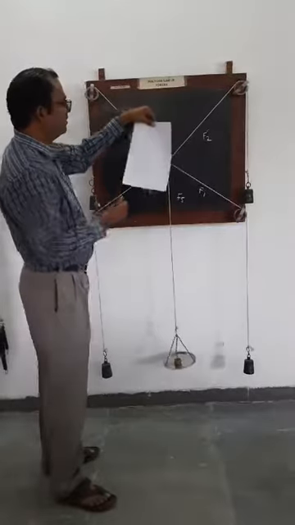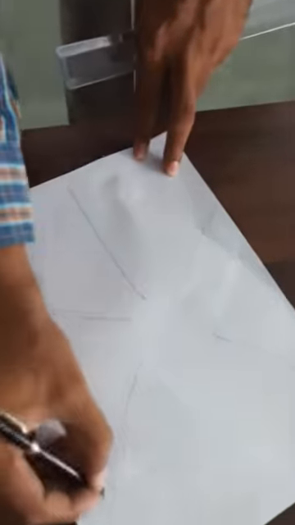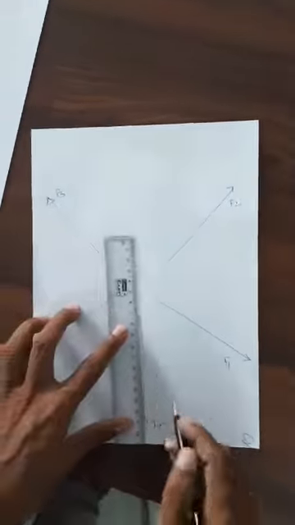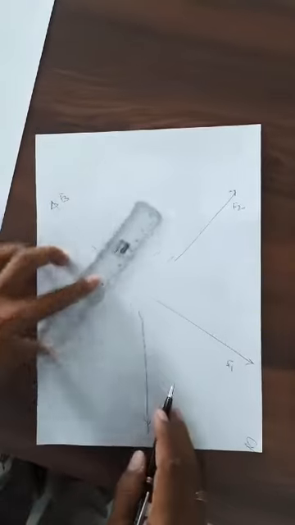Okay. Now what is the next job? The next job is you have to mark all the 5 forces. Okay. So this was our F1. This is our F2. This one is F3. This one is F4, and this one is F5. Now our job is to mark the line of action of all the forces like this.